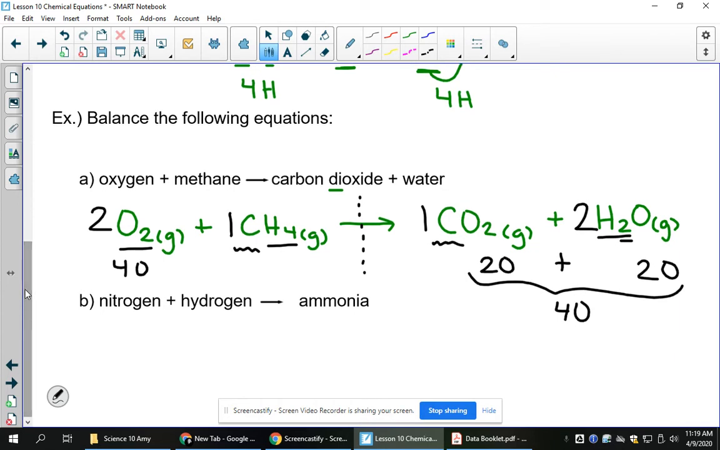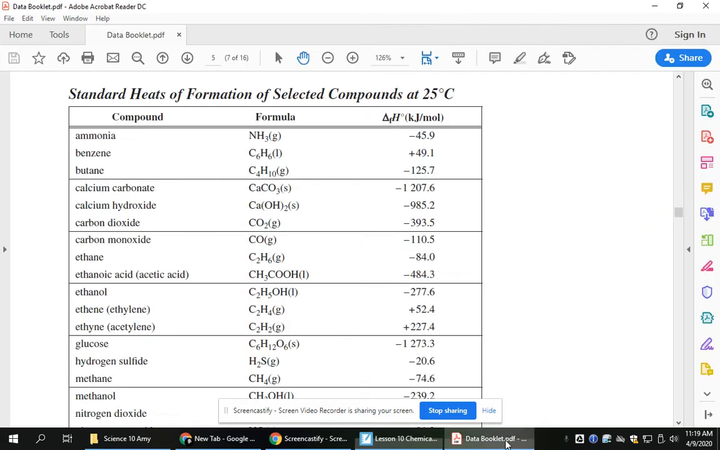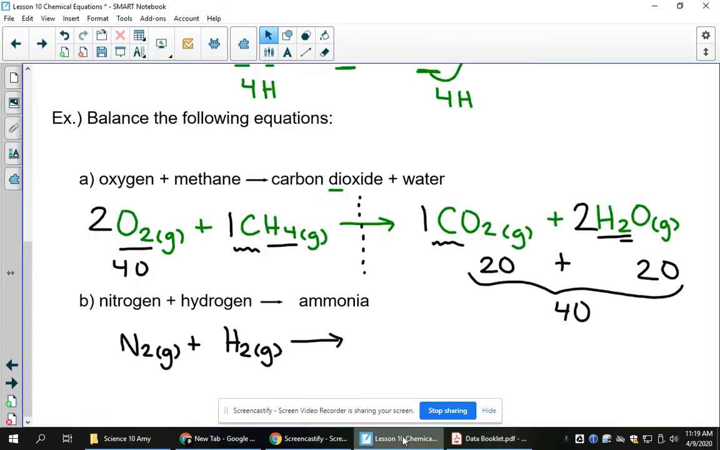Nitrogen and hydrogen make ammonia. Nitrogen and hydrogen are both polyatomic elements. If you look on your periodic table, you have N2 and H2. And ammonia, we will have to find in our data booklets. Here on page 5, it's the first one listed. Ammonia is NH3 gas. A tip for when you're writing this is to leave a little bit of space in front of what you're writing because you might have to put numbers in front to balance it.